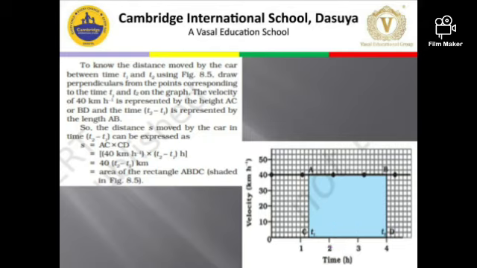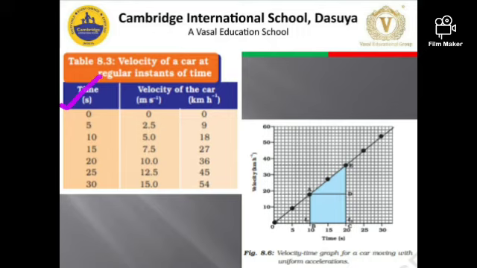Next we have is velocity time graph for uniform acceleration. Now in this graph you can see the table. First of all, we have the time intervals and we have taken the time at a regular interval of 0, 5, 10, 15, 20, 25, 30, means at a gap of 5. And we have the velocities of the car. We have it in meter per second as well as in kilometer per hour. So let's say kilometer per hour it is 0, 9, 18, 27, 36 and so on. In meter per second it is 0, 2.5, 5, 7.5, 10 and so on.